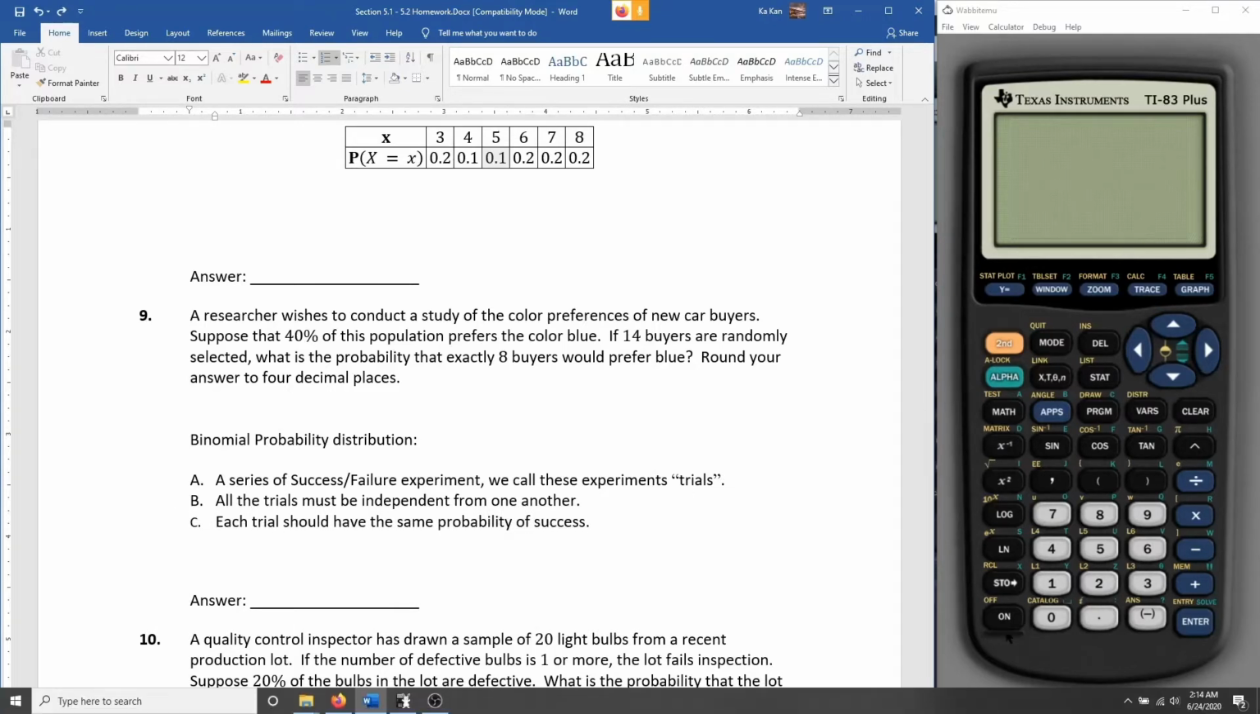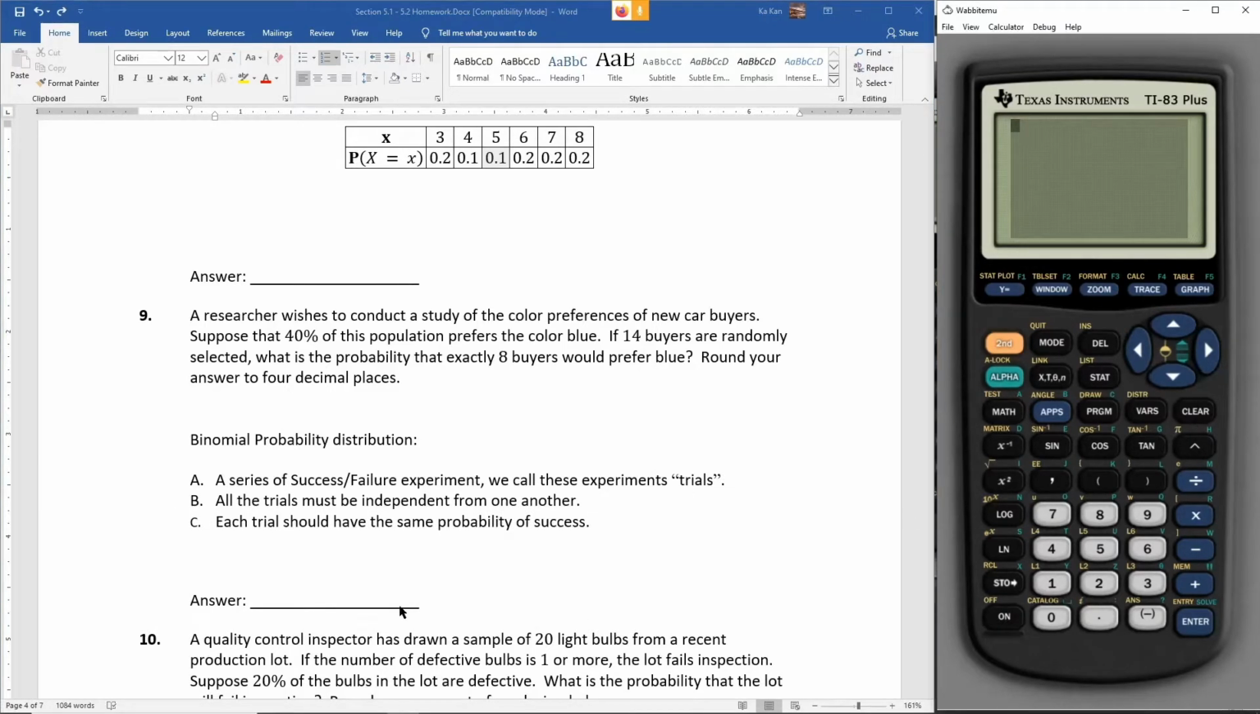And then you can use a calculator to get the answer. So, then you look at this problem, well, is this a binomial? Here's what I usually do. I will look at the problem. It says the researcher conducted a study. You have new car buyers. You have 14 car buyers. So you have a total number of 14 buyers. What does that mean?